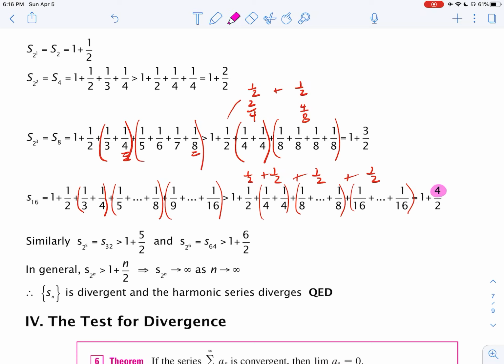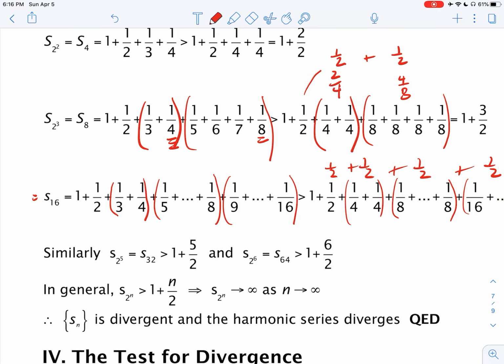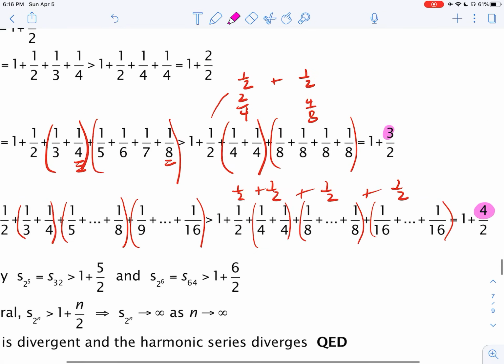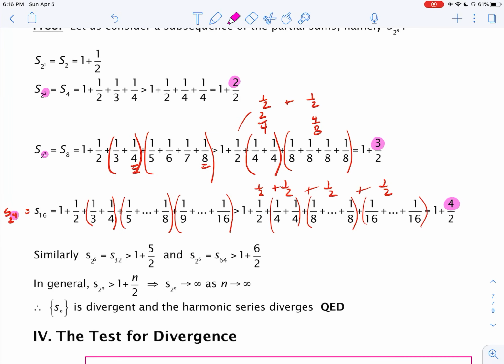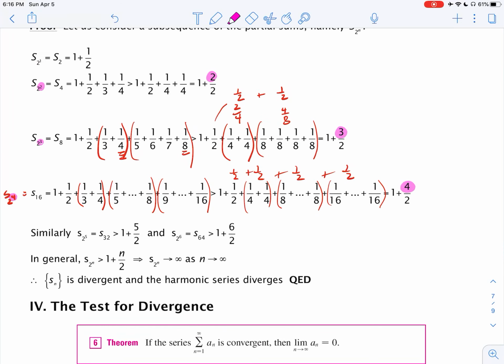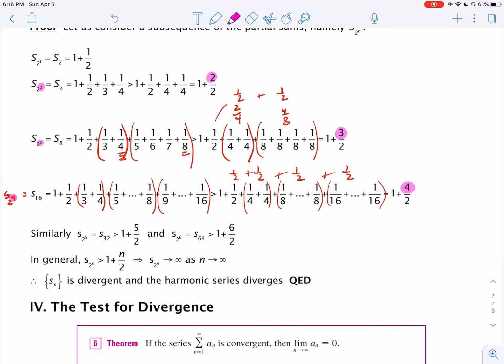And notice here that this is s of 2 to the 4th power, and this 3 is going to be this 3 over here, and this 2 is going to be this 2 over here, and this 4 is this 4 over here. So we can say similarly, s sub 2 to the 5th power is s sub 32, and that's going to be greater than 1 plus 5 over 2. And s sub 2 to the 6th is going to be greater than 1 plus 6 over 2. So in general, we see that s sub 2 to the n is going to be bigger than 1 plus n over 2.